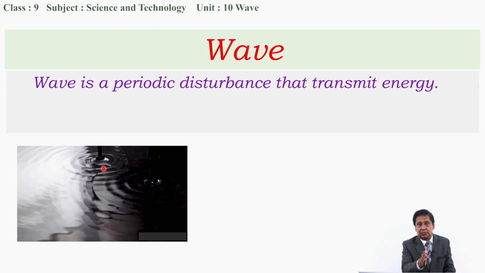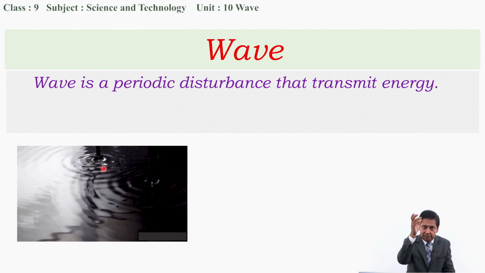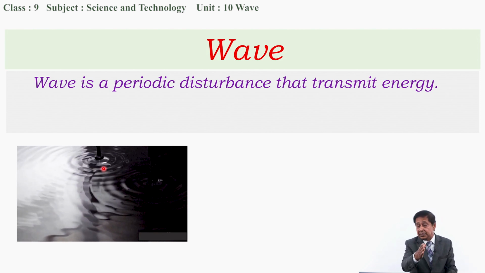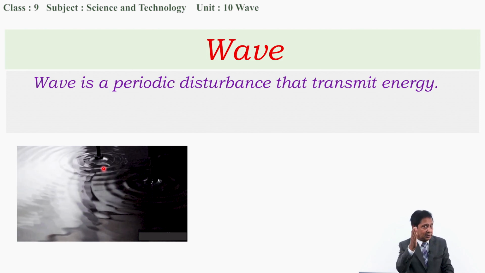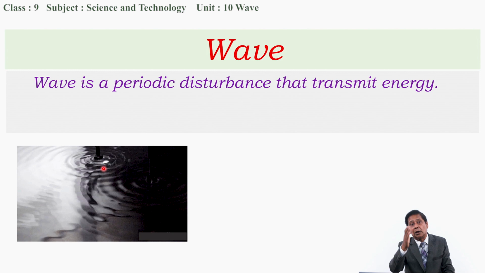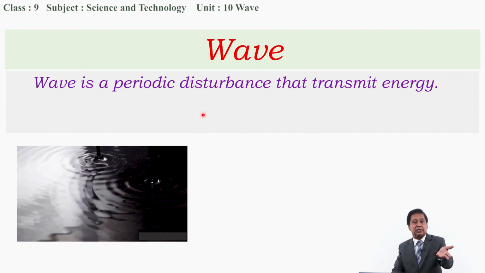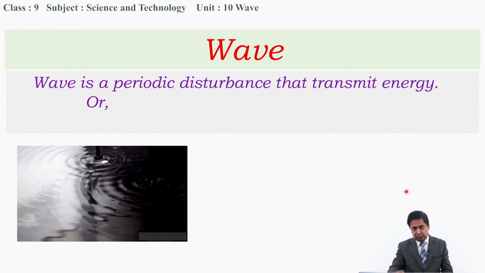If a source, just for example, our vocal cord or maybe a ringing bell, produces periodic disturbance in the air, and because of this periodic disturbance produced in the air, a sound wave is produced in the air and it travels from one place to another place. That's why we can say that wave is a periodic disturbance that transmits energy.